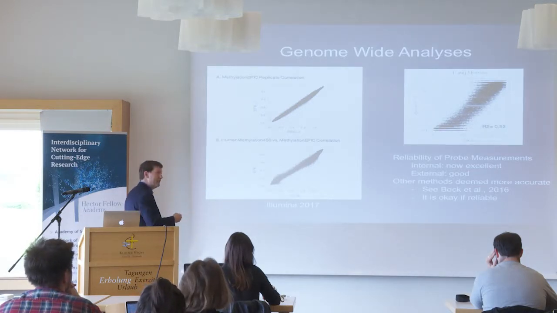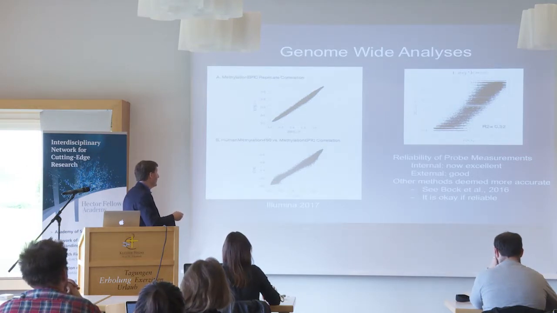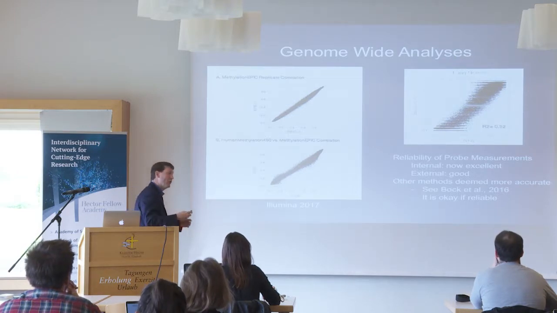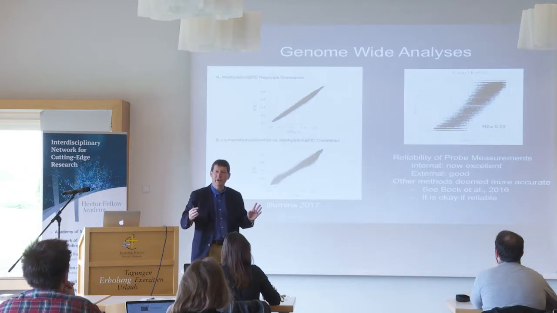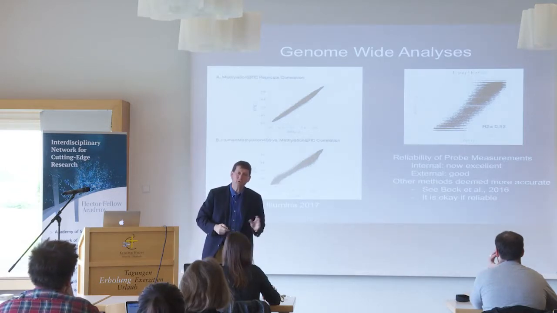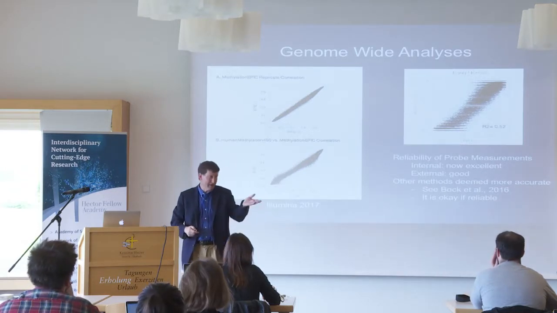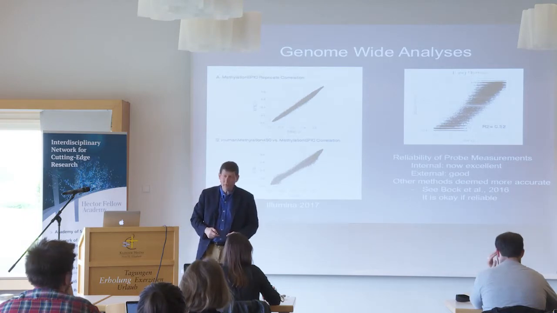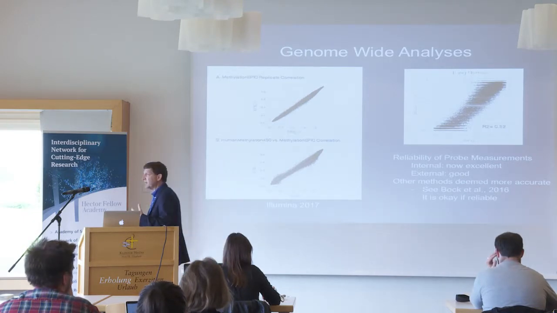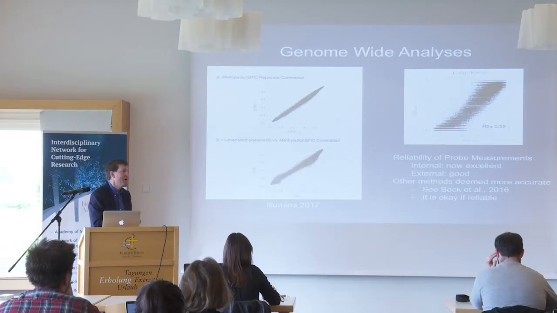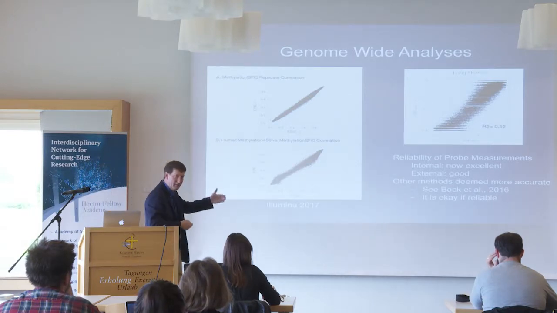For instance, this is from Illumina's PDFs, and what they demonstrate is, with respect to the 450K and the EPIC array, the correlations between independent arrays is about 0.8, between 0.98 and 0.99. I've actually independently validated it, and I'm sure you have too. However, a lot of that correlation is driven by the differentially methylated regions.